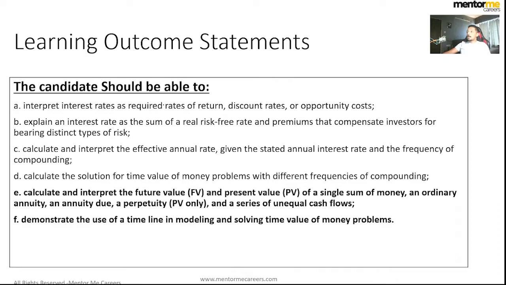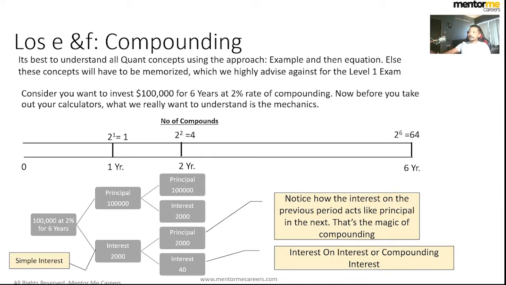Right? Now let's go to the next calculation, the LOS on compounding. Generally, the CFA curriculum has specifically focused a lot on equations, but we're just going to look at what compounding is in an example. Okay, so if you see that you're investing, let's say, 1 lakh for 6 years at 2% rate of compounding, right?